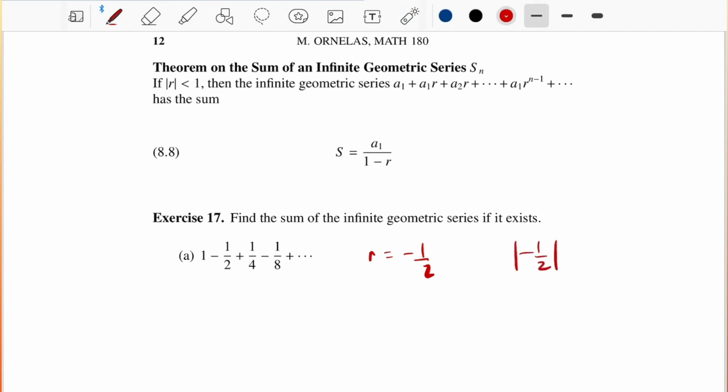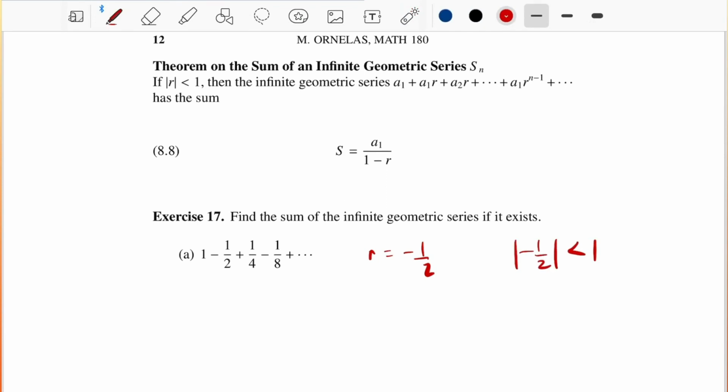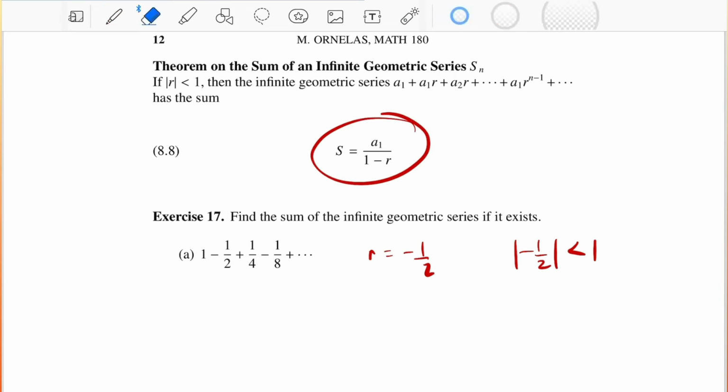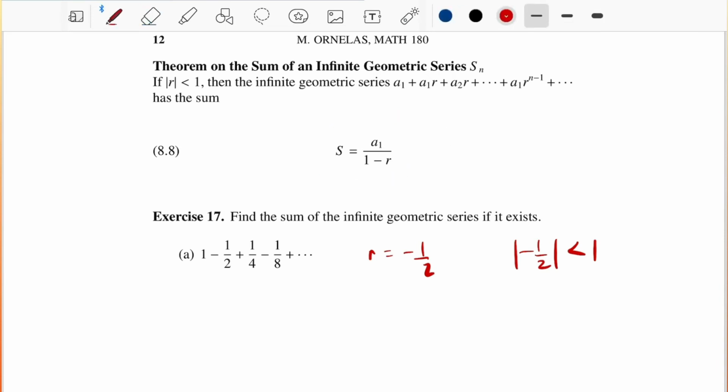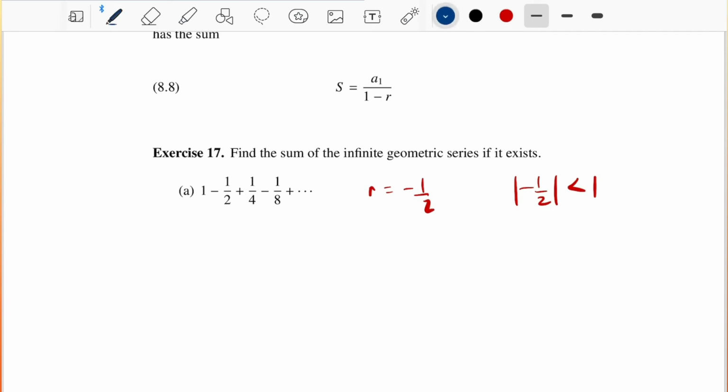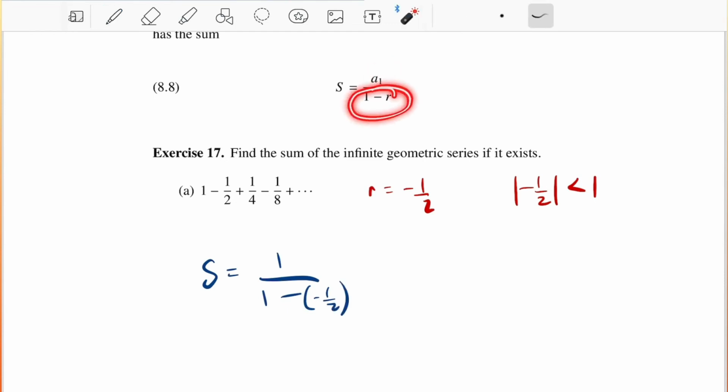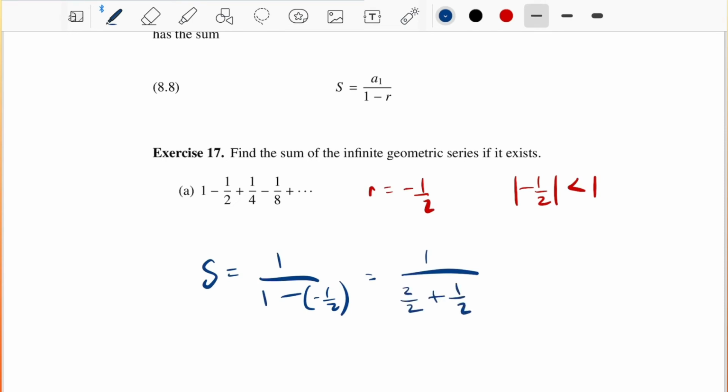So let's apply the formula. S is equal to the first term over 1 minus the common ratio. First term divided by 1 minus r, there it is. Double negatives becomes positive, and also you can change the 1 to be 2 over 2. So I changed the 1 to be 2 over 2, that's the same thing. Double negatives becomes positive, and so now you have 1 over 3/2. That means reciprocal, which is 2/3. And that will do it.